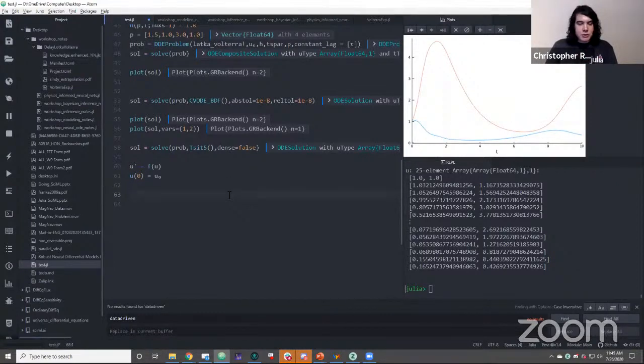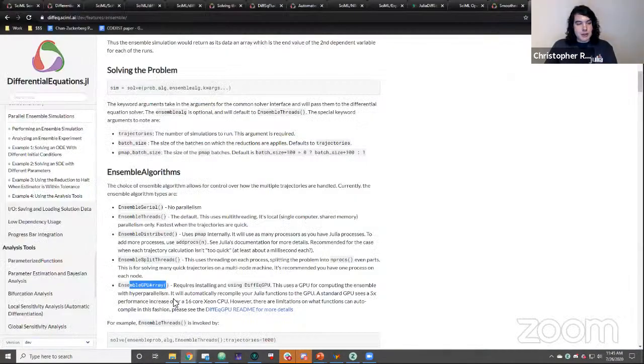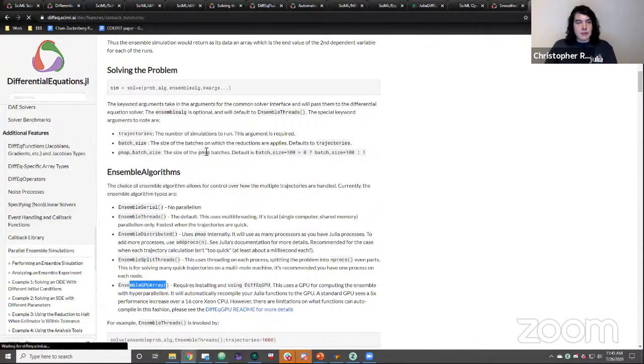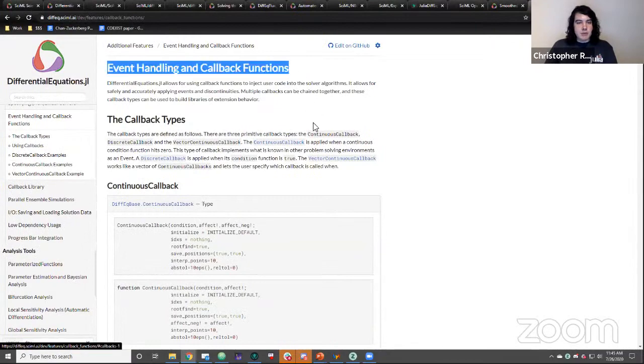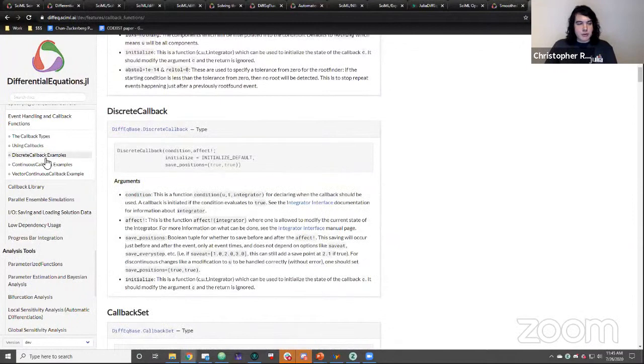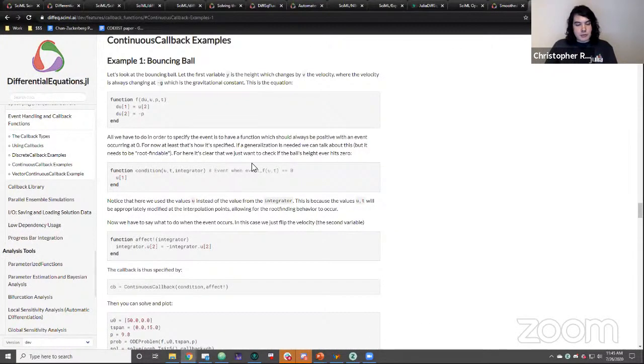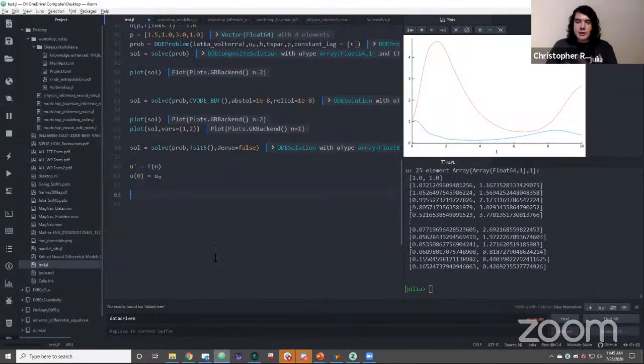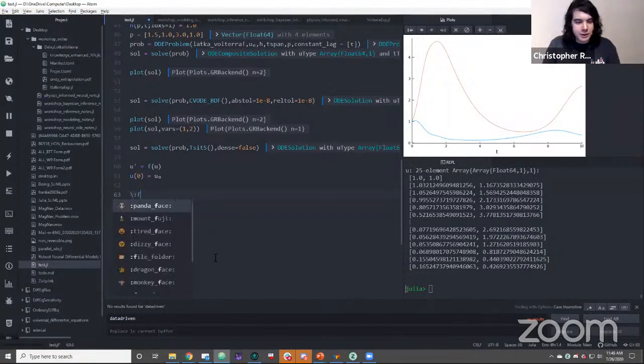So what we can do is we can utilize what's known as a callback. So inside of the differential equation library, we have this event handling and callback section, which describes all these different callbacks that I'll be going through. And it has a bunch of different examples in there as well. So let's work through one, let's add an example of this to our problem here. So what we want to do is we want to say whenever the amount of rabbits equals 4 million, or equals 4 here, right?